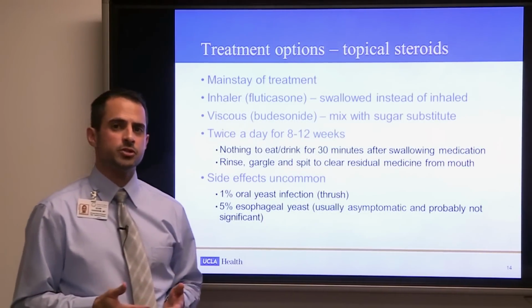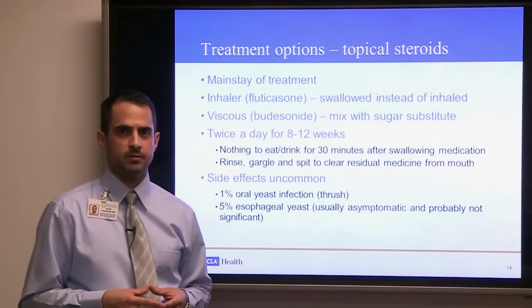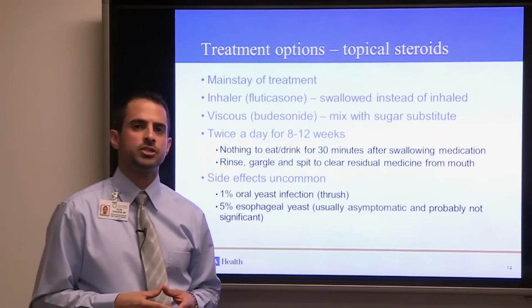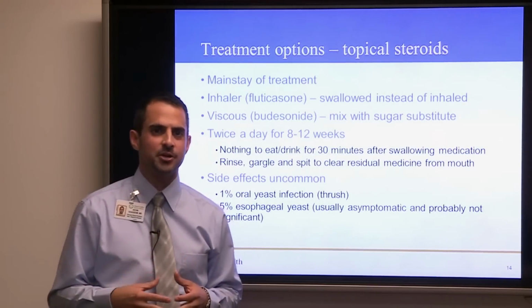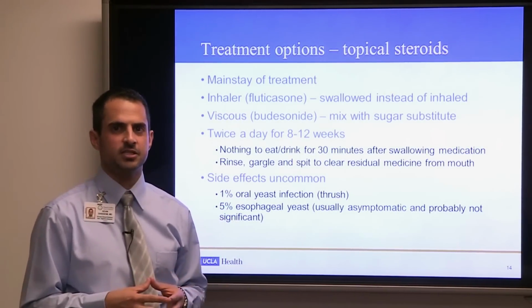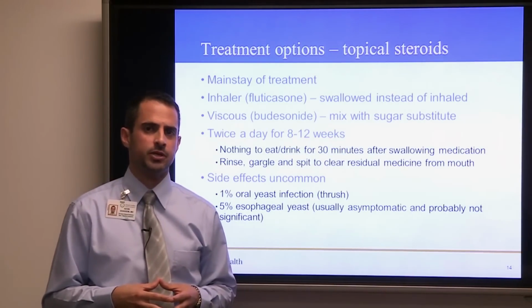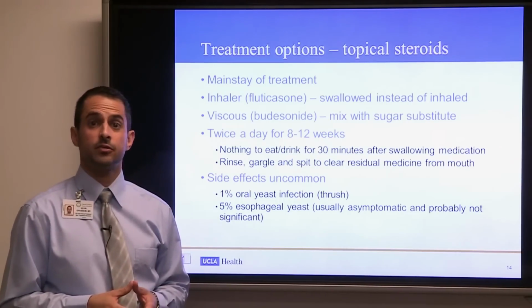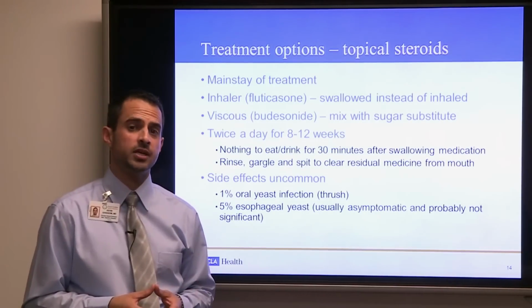Now, if patients don't respond to the proton pump inhibitors, the mainstay of treatment ever since this condition was identified in adults was to use a topical steroid. This is not the anabolic steroids that you hear about with baseball, for instance. It's more of the anti-inflammatory type. And there are two types that we use that act in a topical or on-the-surface nature. One of them is through an inhaler, and the main medicine there is called fluticasone.